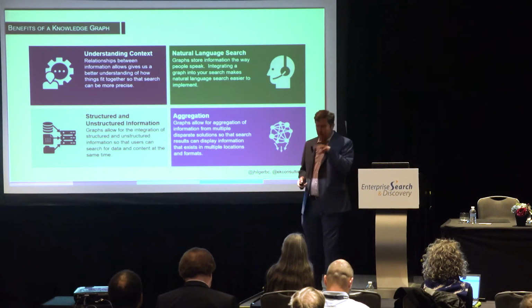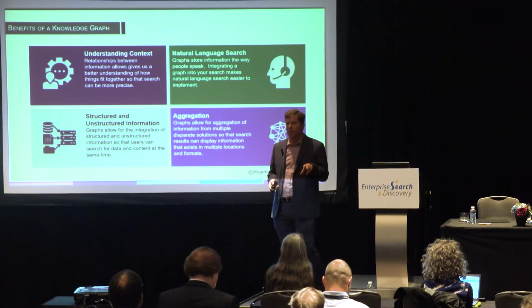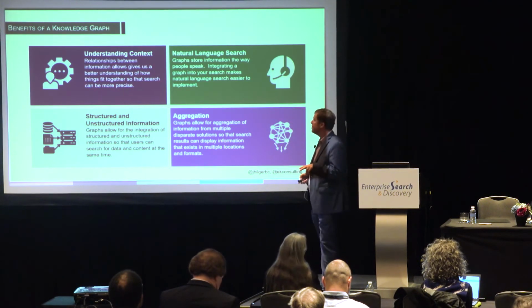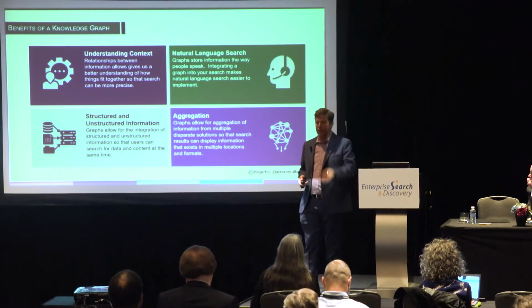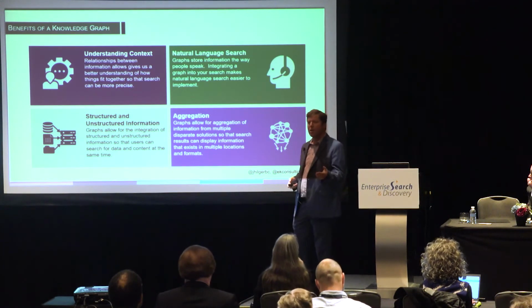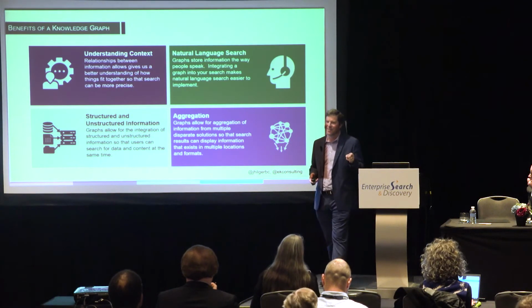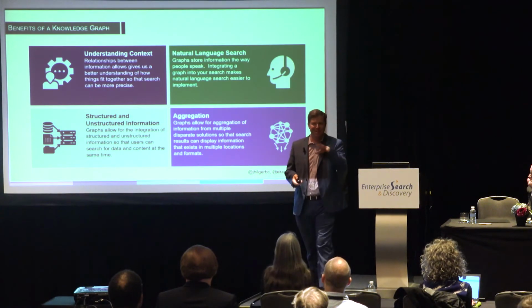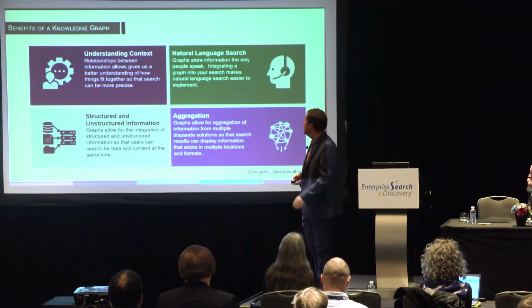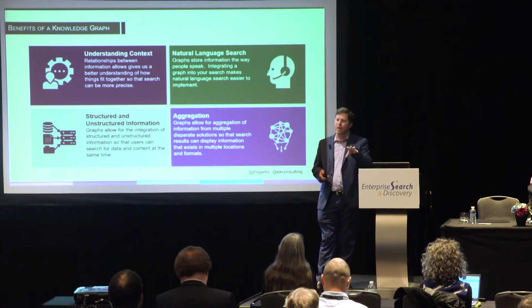So let's talk about knowledge graphs in relation to search and why they're helpful. I like to think there are four primary drivers that really enhance search. The first is understanding context. Wouldn't it be nice to know that I'm a person when you search for me? Right? Or that this is a building? That seems like that would improve search. Natural language search. I talked about Alexa. I talked about Google Home.